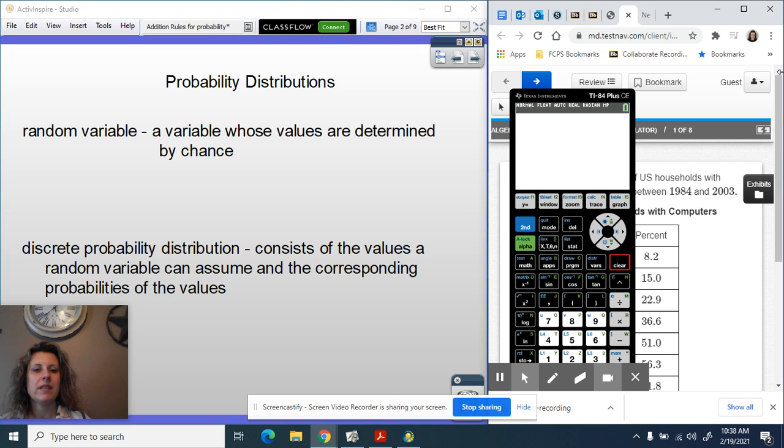In this lesson, we're going to be discussing probability distributions. So a couple definitions just to get us started here. A random variable is a variable whose value is determined by chance. And then a discrete probability distribution consists of those values of the random variable, as well as the probabilities that correspond to them.